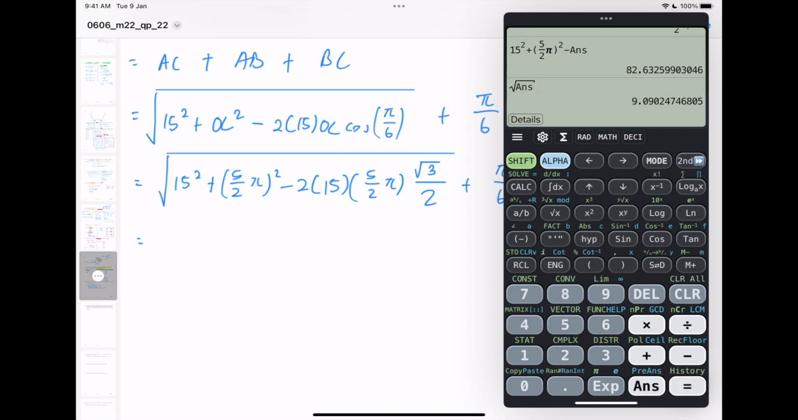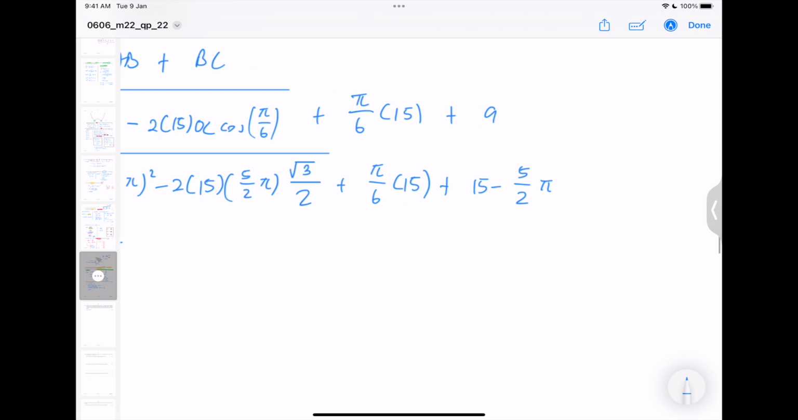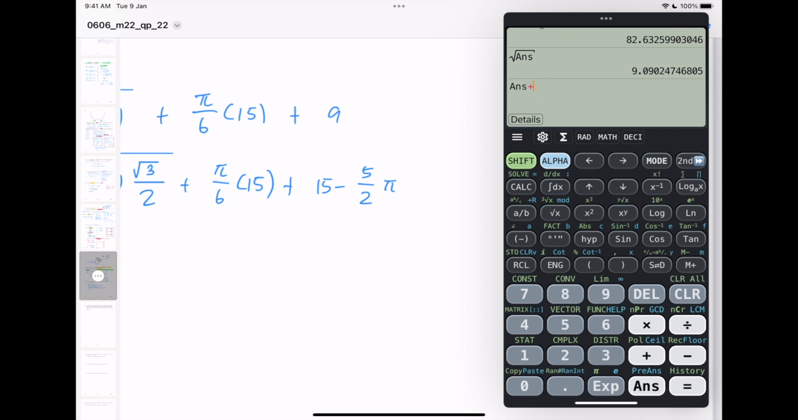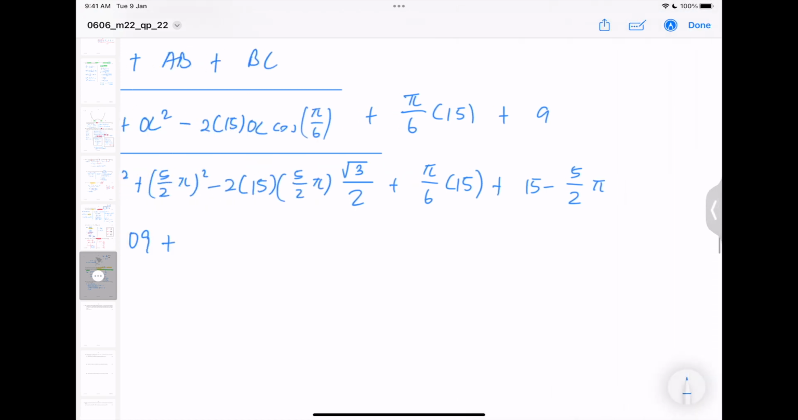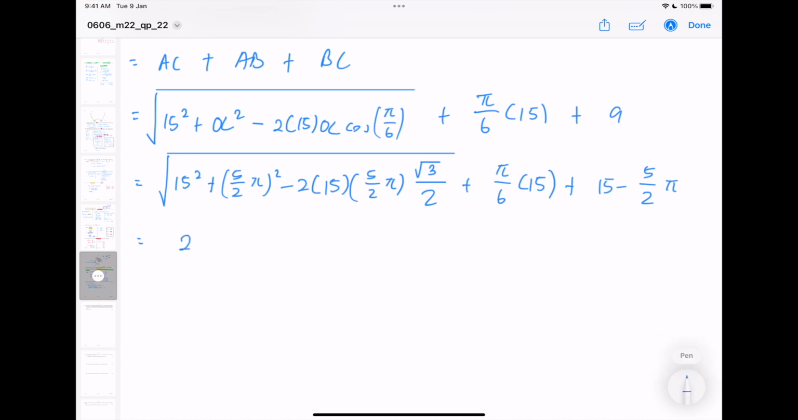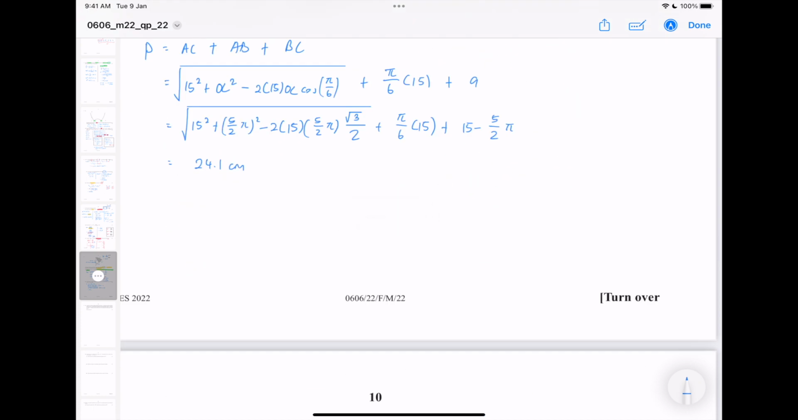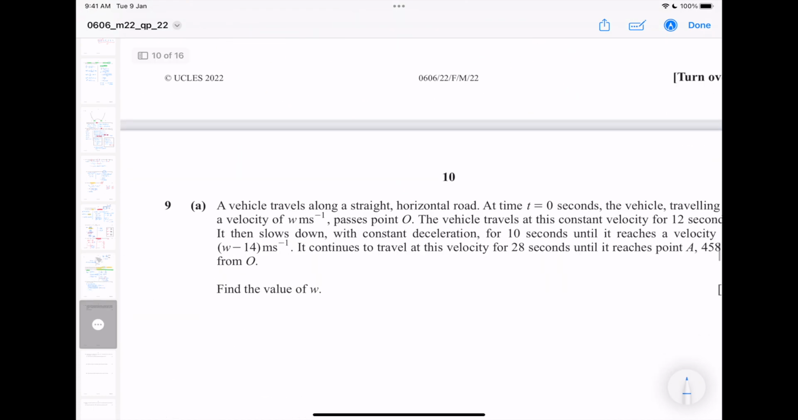So 9.09 plus 15 over 6 pi. Then plus 15 minus 5 over 2 pi. So the answer is 24.1. Yeah, I'll just change this to 24.1. Do we have any units? It is cm. 24.1. Okay, now let's do question 9.